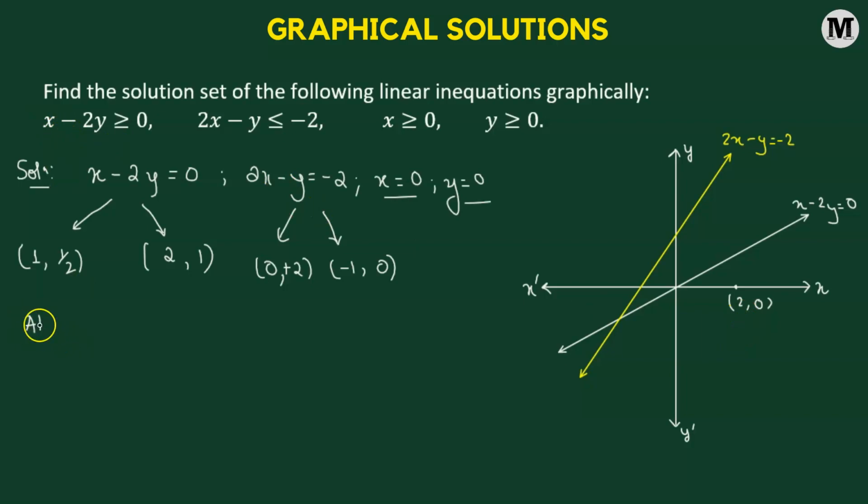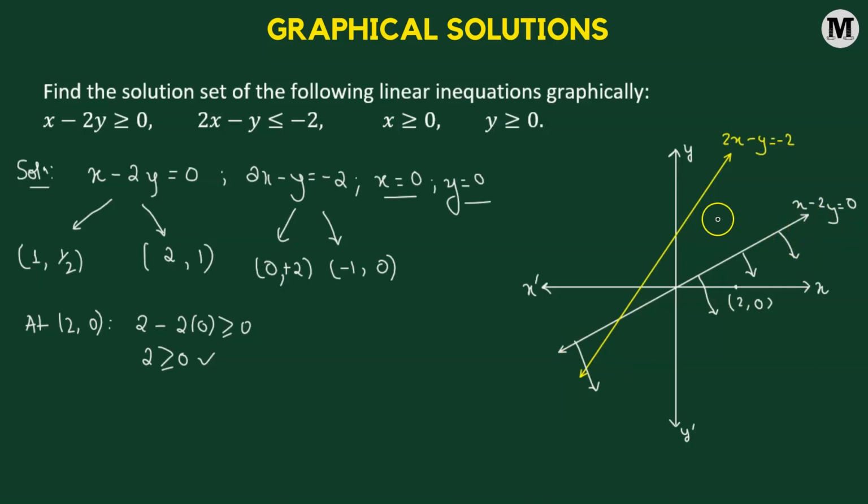So at (2, 0), x corresponds to 2, minus 2 times y, and the y value corresponds to 0. So we have 2 minus 0, so that's 2 greater than or equal to 0. This is a correct statement. 2 is indeed greater than 0. So we can say that the region which contains the point (2, 0) is a solution to the inequality x minus 2y greater than or equal to 0. That means we have to consider the region below the line x minus 2y equals 0.